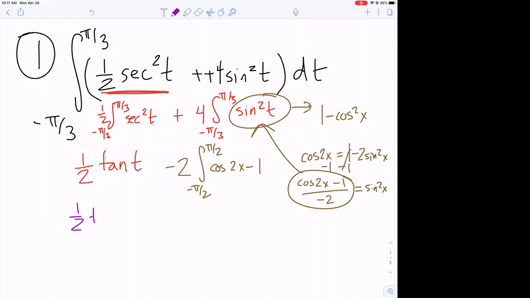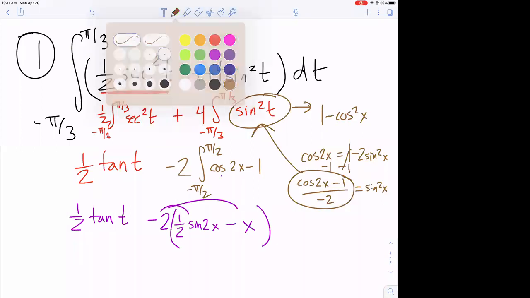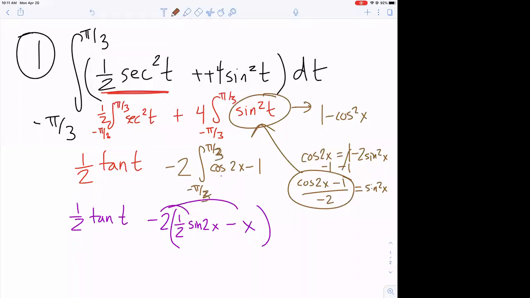So you'd have 1/2 tan t minus 2 times, backwards from cosine 2x is just a half sine 2x, right? Because backwards from cosine is sine, and with a 2, it'd be that, and then minus x, because a minus 1 will become that. And then you could distribute this -2. I don't know why I turned these into twos. These are still pi over 3s. So that is really gross.